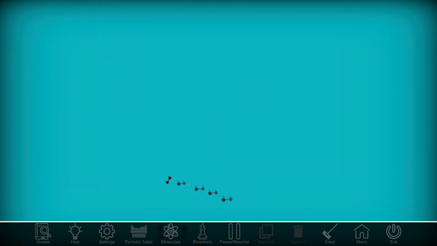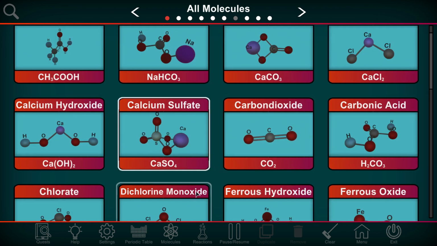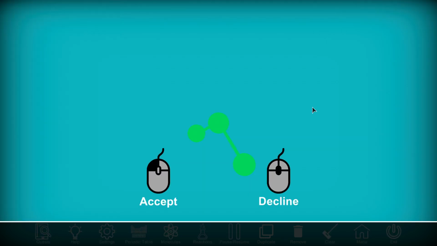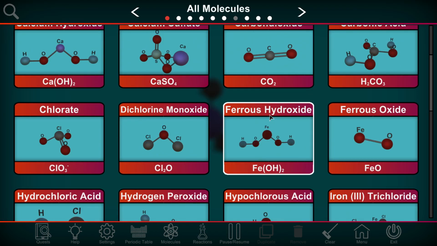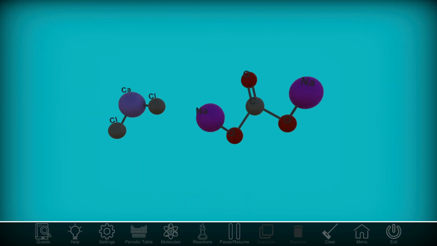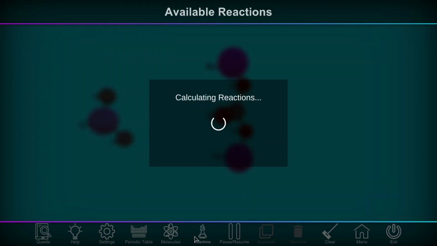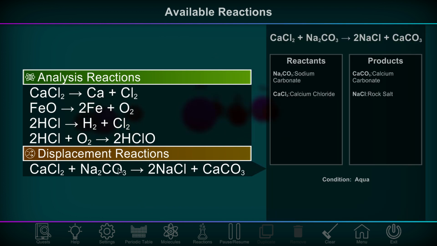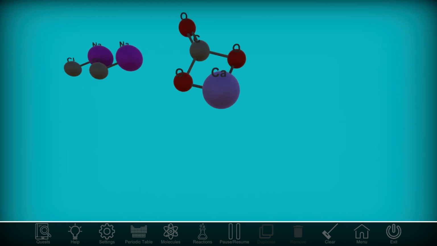So go ahead and look in a new direction. So we want calcium chloride. Where is it? Calcium chloride and sodium carbonate. I just need one of each. Let's see here. I think we need a couple equivalents. No? Is this it? Yeah, that's it. Nice. Cool.